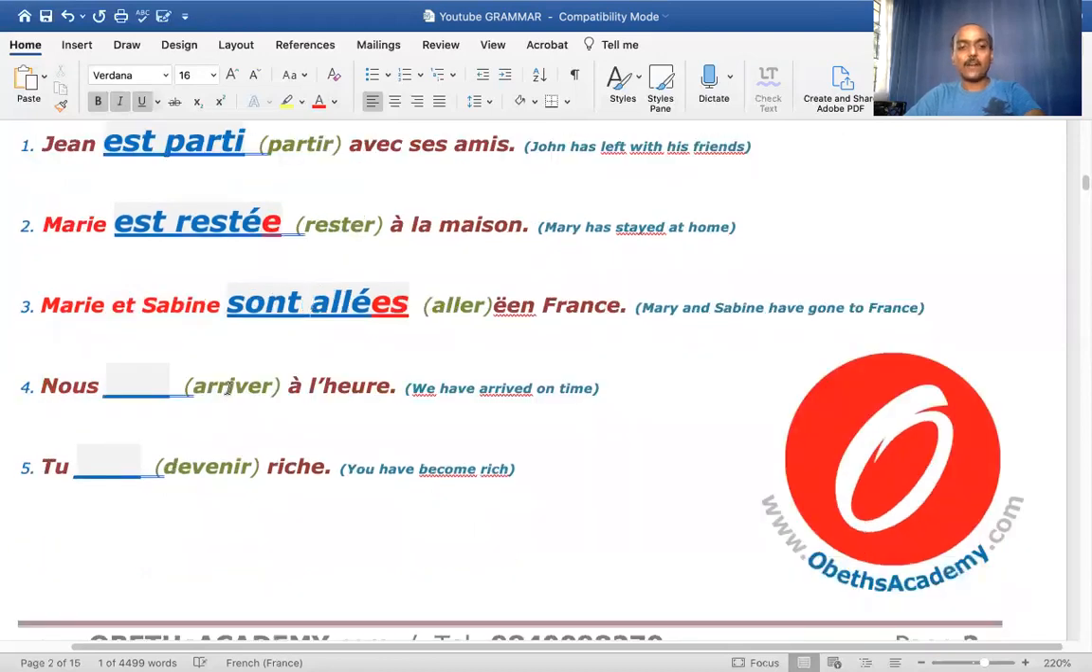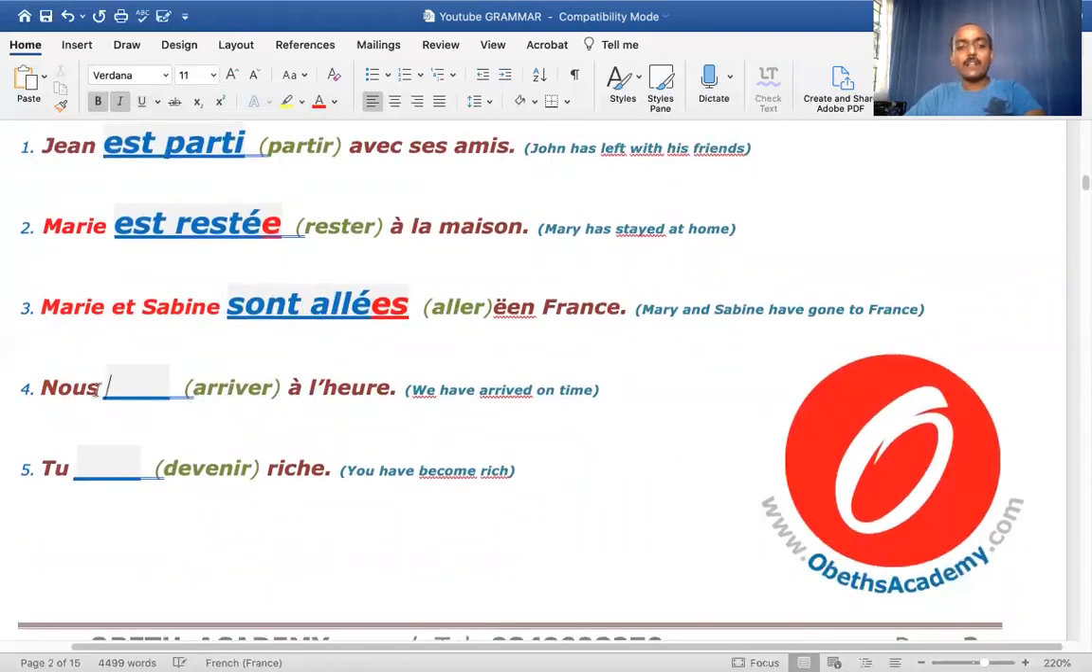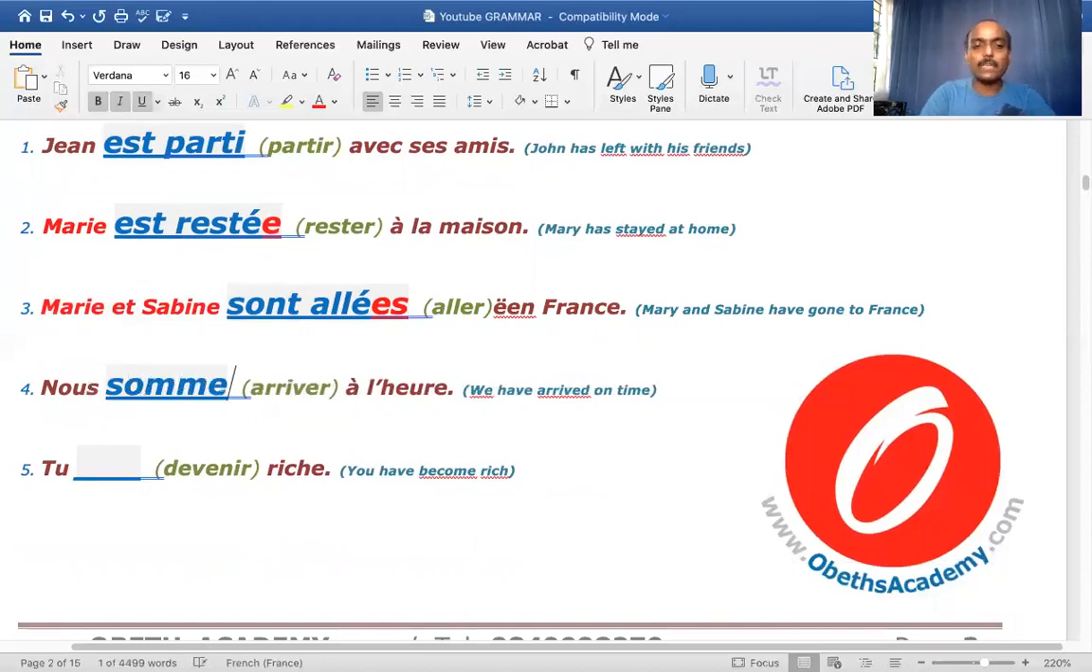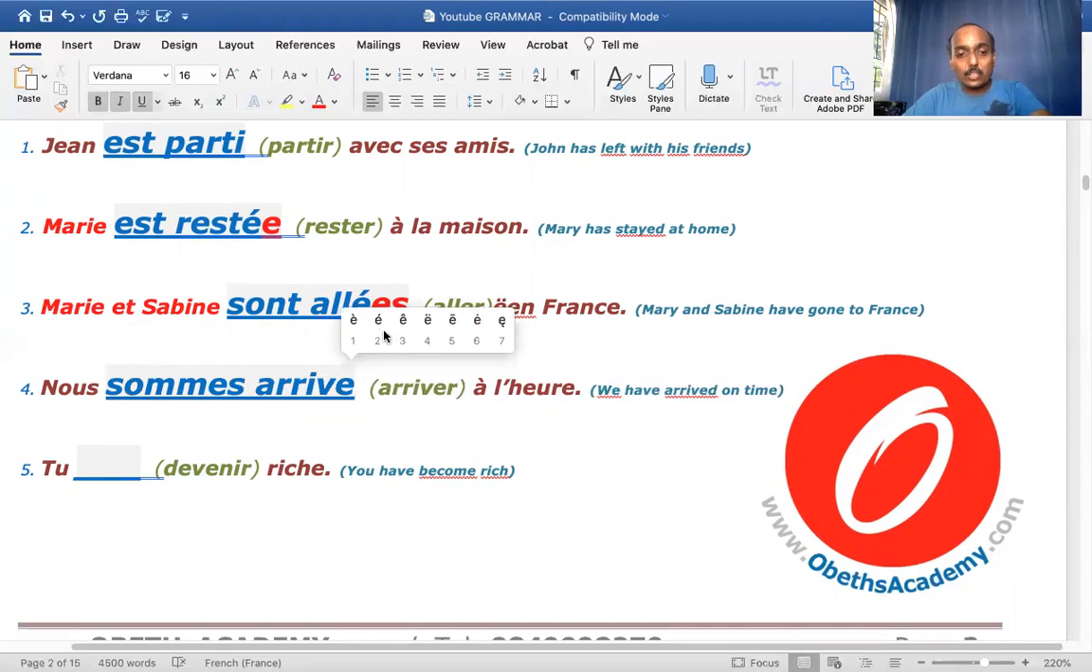Let's check out the next verb, arriver. Here, the subject noun is nous. So your être conjugation will be sommes. And for the verb arriver, how do you get your past participle? Go with the general rule, cut er and put e acute. And we need to do the agreement.